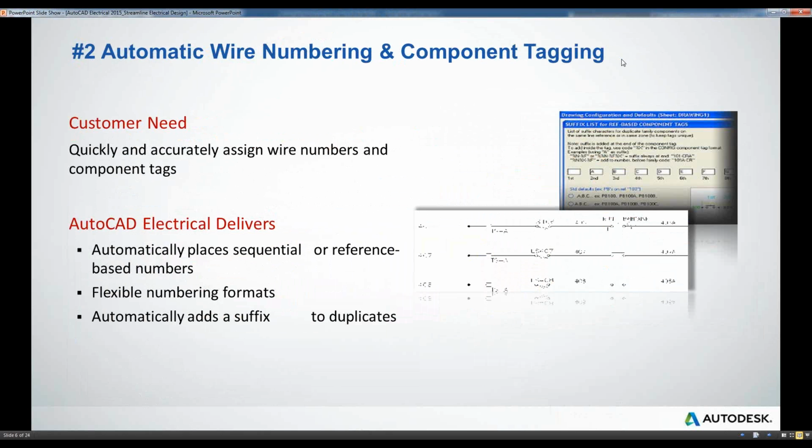Number 2, automating tedious tasks. For tagging components and wire numbering, instead of having to add simple text information, we can automate those tasks for you with AutoCAD Electrical, really helping to reference that drawing information inside of those drawings.